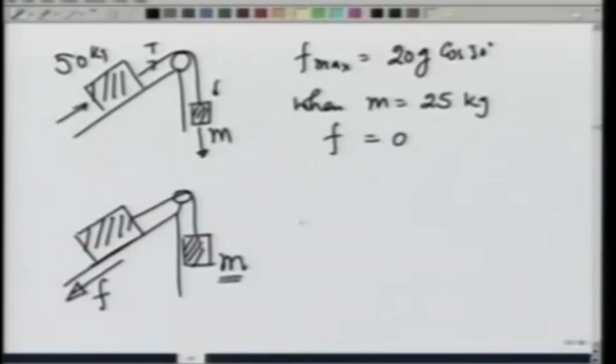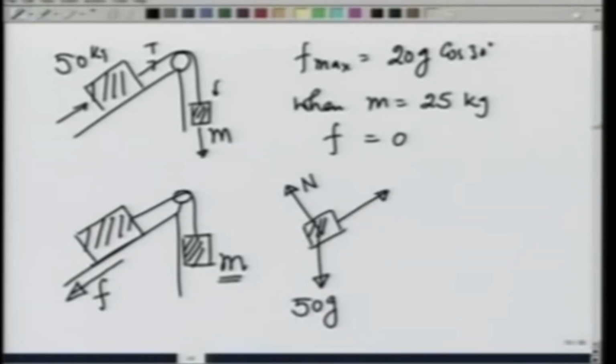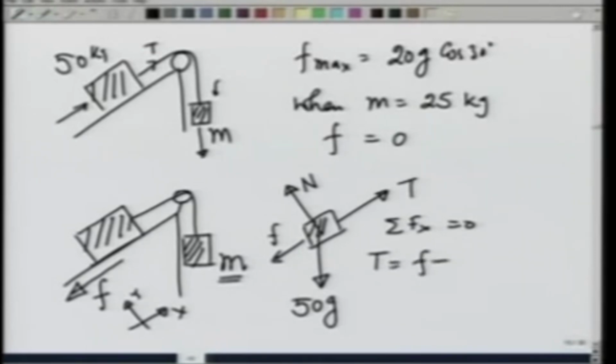Again, if I make a free body diagram of the bigger mass, it has 50 g pulling it down, normal reaction N, T pulling it up, and frictional force is in the opposite direction. This is x, this is y. Summation F x equal to 0 now gives me T equals F plus 50 g sine of 30 degrees. T is nothing but mg, as we have calculated earlier, is equal to F.